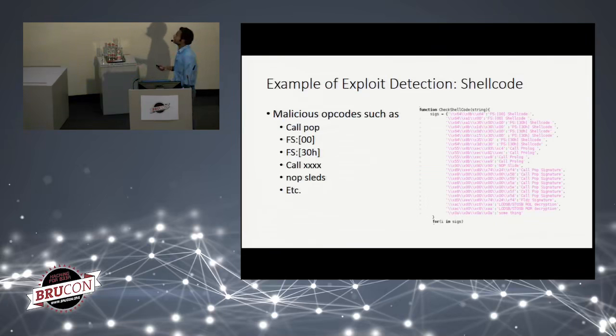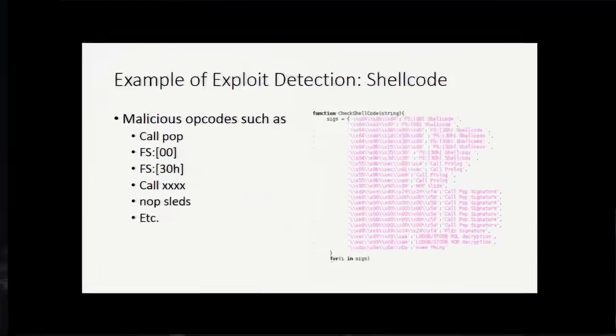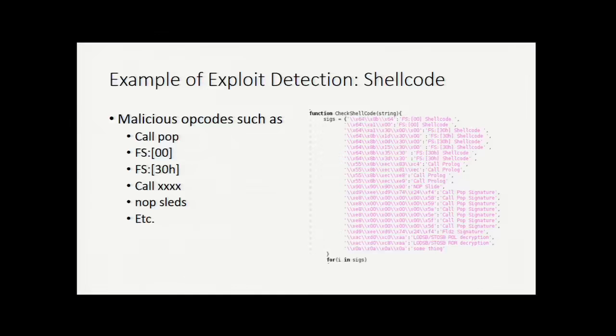For example, in exploit detection for shellcode, we look for many patterns. These are the opcodes of call-pop instructions. These are instructions that are very often used in shellcode, used for resolving different modules, for example kernel32, and also some call instructions, nop slides, etc. So we look for all these tokens.